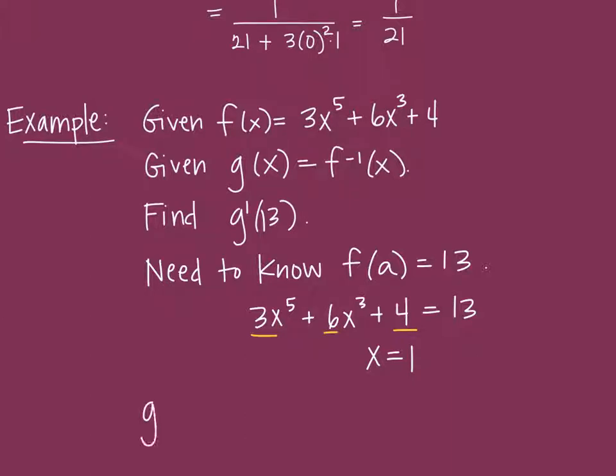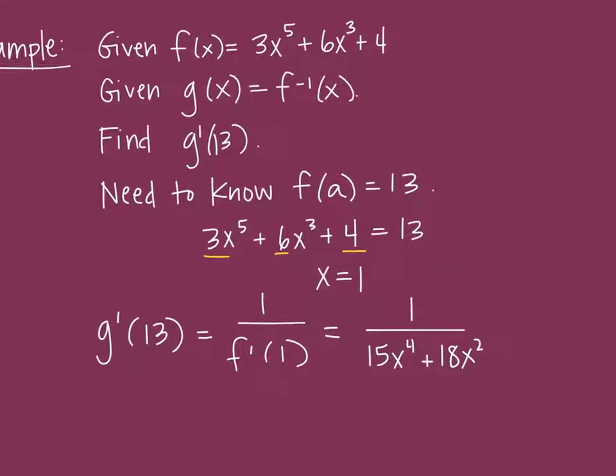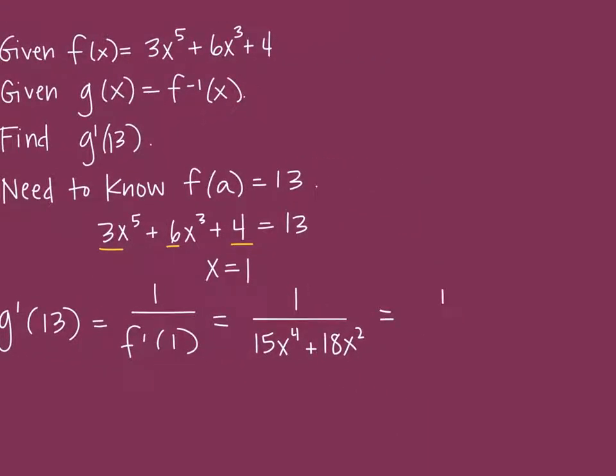So then we can come back, g prime of 13 must be 1 over f prime of 1, now that I know the corresponding values. So f prime is going to be 15x to the 4th plus 18x squared. And when I plug the particular value 1 in there, I get 1 over 15 plus 18, so 1 over 33.